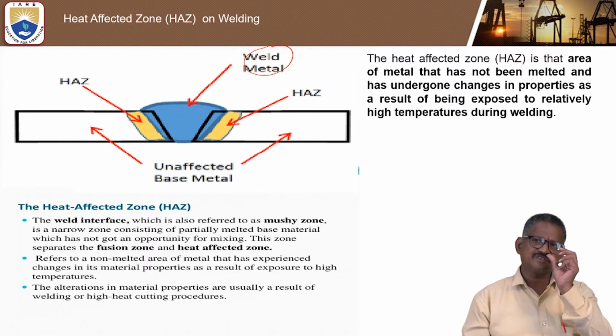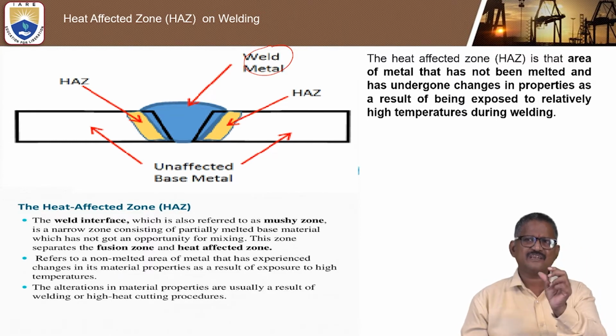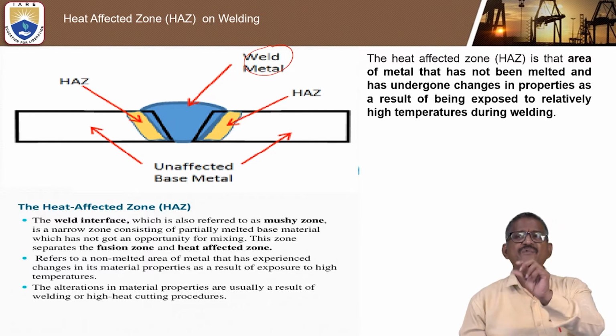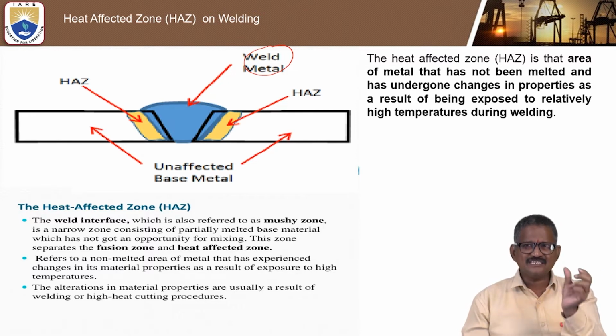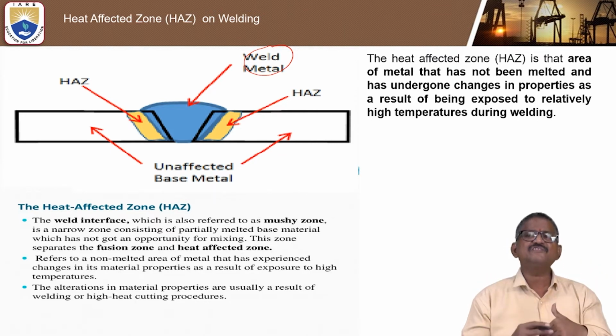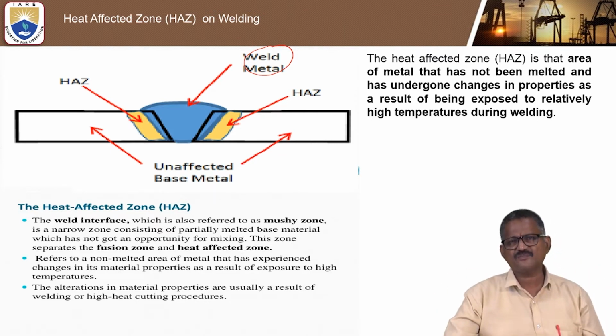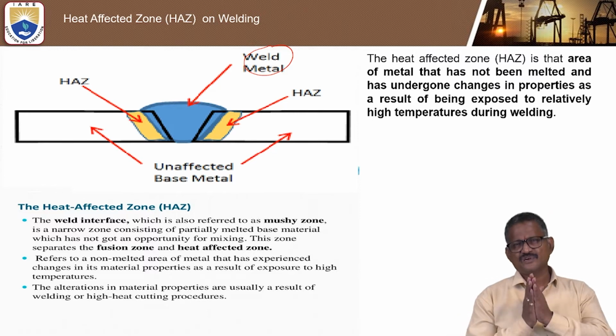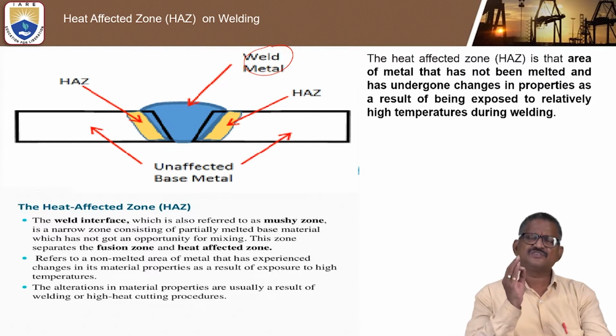The term heat affected zone is that area of the metal that has not been melted and has undergone changes in properties as a result of being exposed to relatively high temperatures during the welding process. I hope the students can understand the heat affected zone clearly.